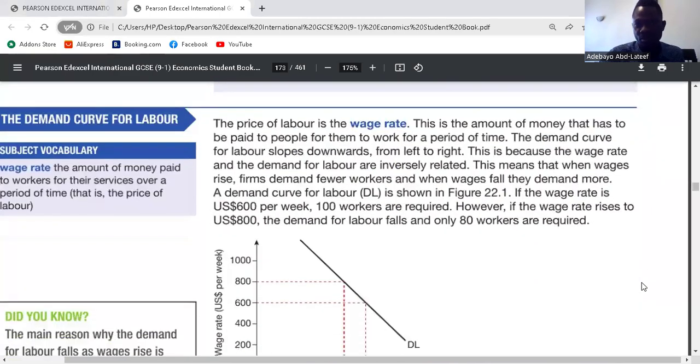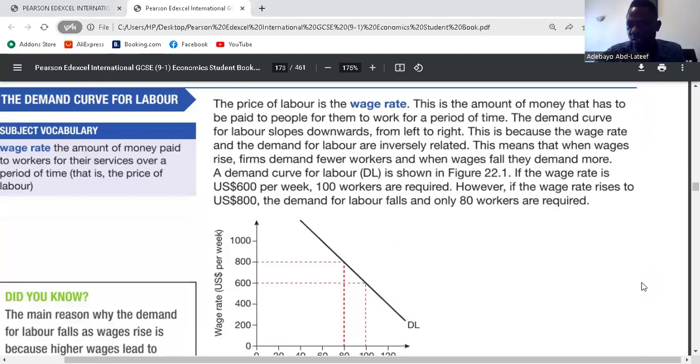The demand curve for labor. The price of labor is the wage rate. This is the amount of money that has to be paid to people for them to work for a period of time. The demand curve for labor slopes downward from left to right. This is because wage rate and the demand for labor are inversely related. This means that when wages rise, firms demand fewer workers, and when wages fall, they demand more. The demand curve for labor, DL, is shown in figure 22.1.